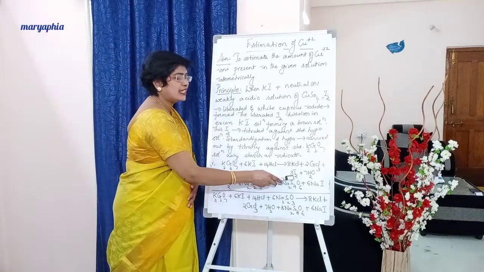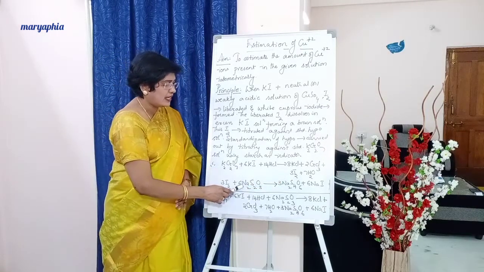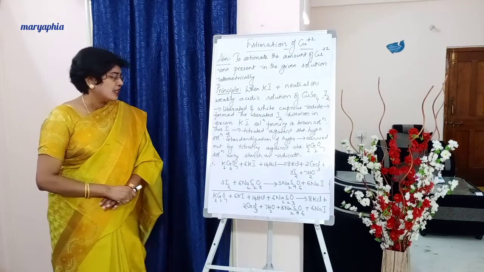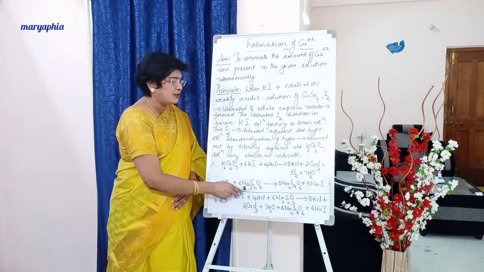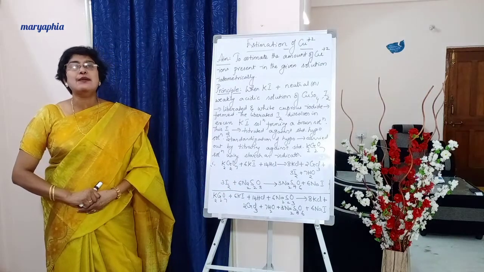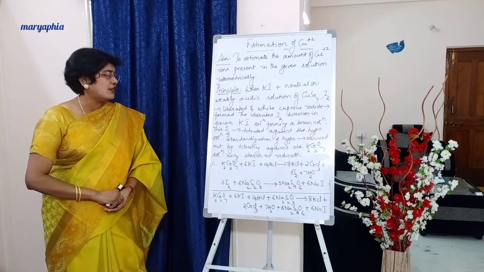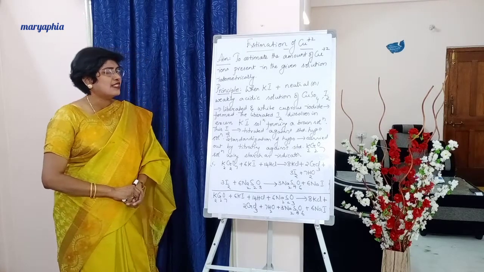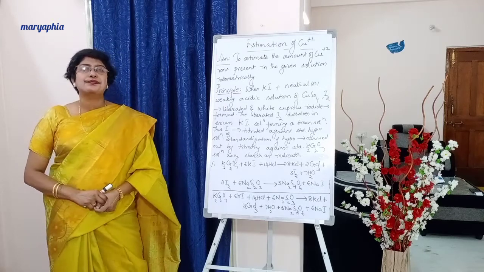See, this liberated iodine is titrated with sodium thiosulfate, that is hypo. So 3I2 plus 6 Na2S2O3. Na2S2O3 is hypo, students. Sodium thiosulfate gives rise to 3 Na2S4O6 plus 6 NaI.